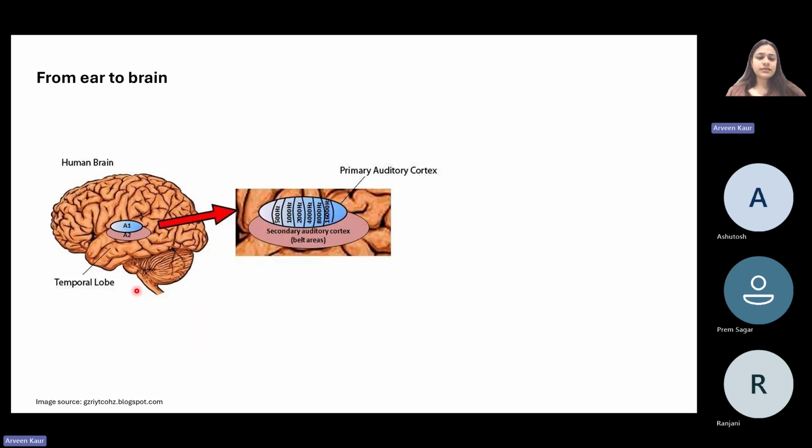Right? So this is A1, the primary auditory cortex, and A2, the secondary auditory cortex, which is the belt areas. This is parabelt and this is belt. So in the parabelt, you can see there are different frequencies. So these are neurons that recognize these frequencies of sounds, right?